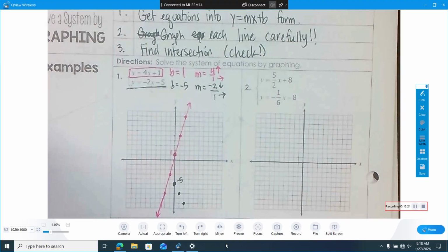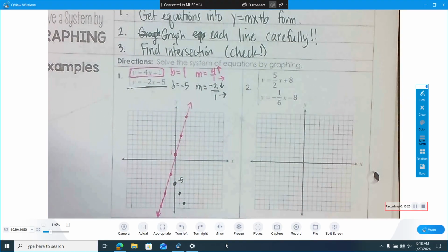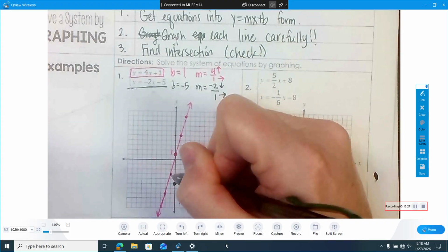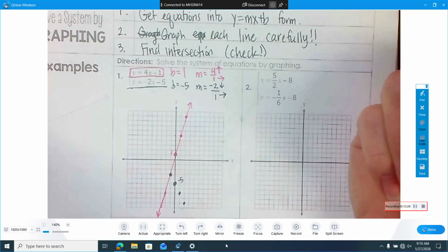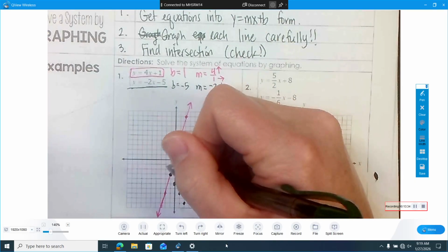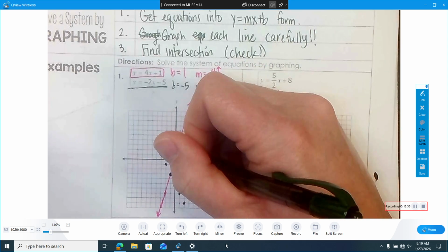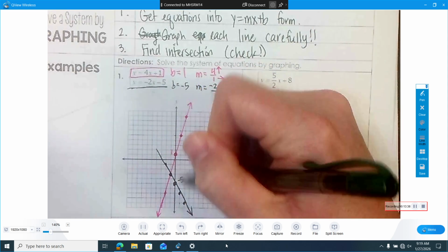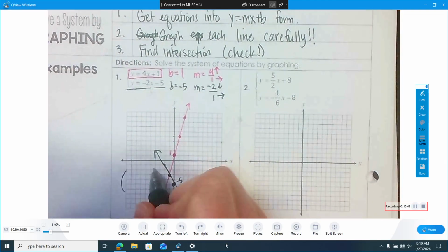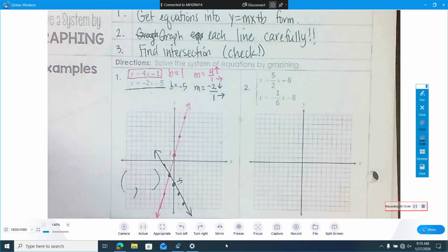And again, full Uno reverse, which means I'm going to go up 2 and left 1. And ding, ding, ding, I just intersected my line, didn't I? So now I'm going to go up 2, left. Okay, so there I can connect my green dots now. And I can clearly see my point of intersection right here.